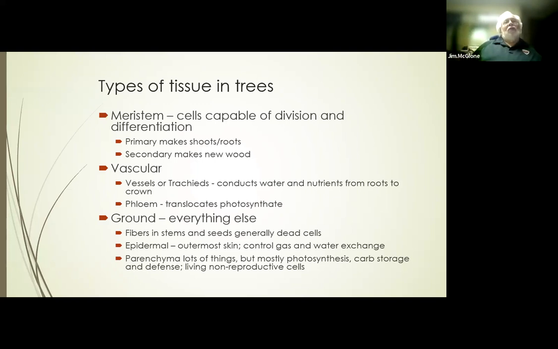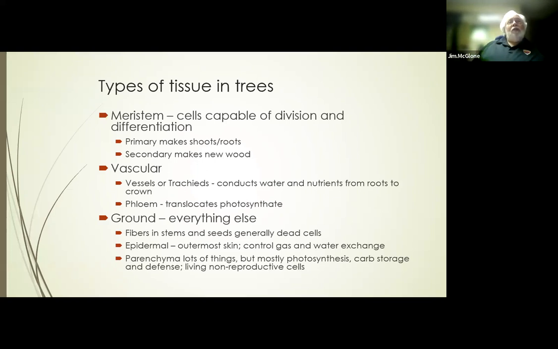Everything else is called ground. And some of the important types of ground tissue is the fibers that we find in the stems and the seeds. These are generally dead cells. This is what gives the structure to the tree. So we find a lot of fiber in the trunk, which is what we use when we are making paper or when we are making lumber or other products out of the wood.